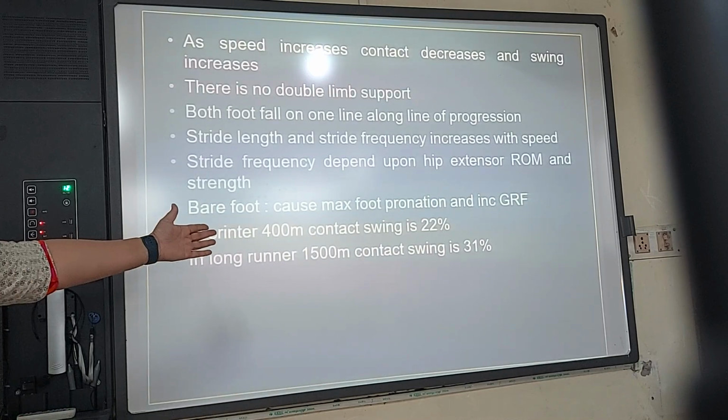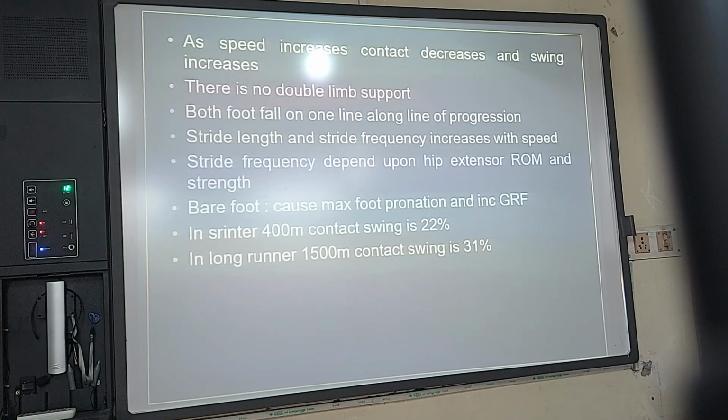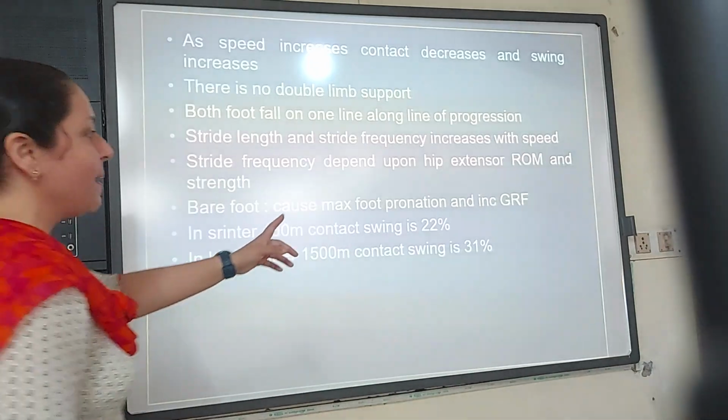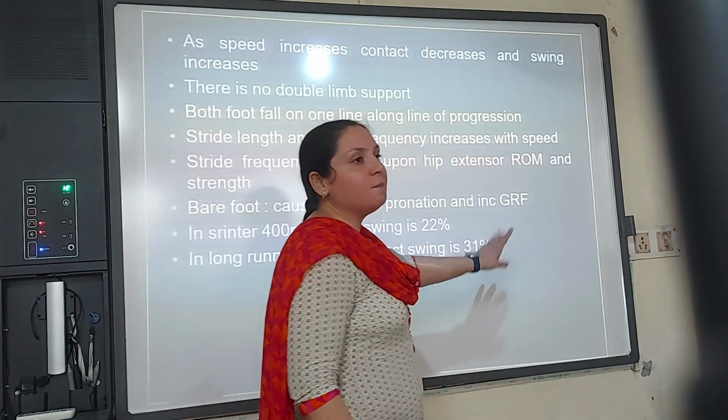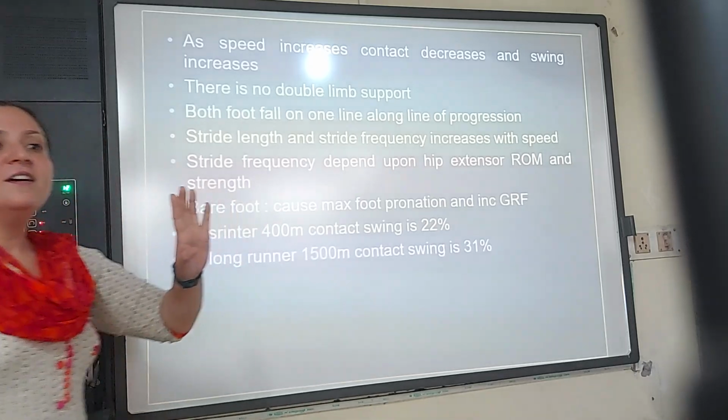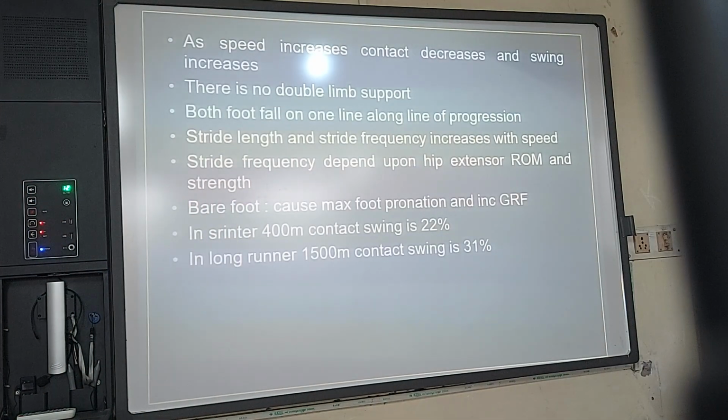In a long-distance 1500-meter race, the contact phase goes up to 31% because he has to run for a long period of time. So the contact phase is more. That means what I can report, what I can check, is only the 22% part and the 31% part. The rest, which he does in flight mode, I cannot check. The graphs and everything will be difficult for me. But what I can see is the contact part of it.